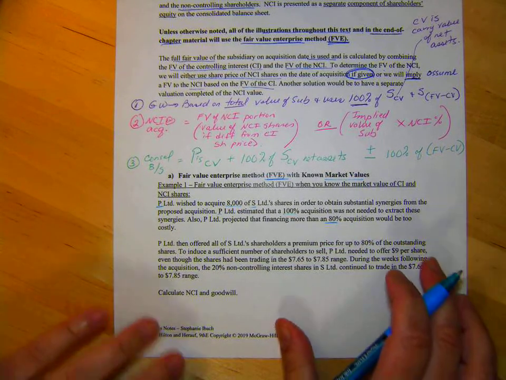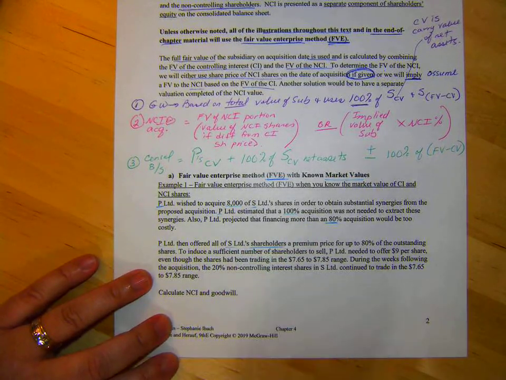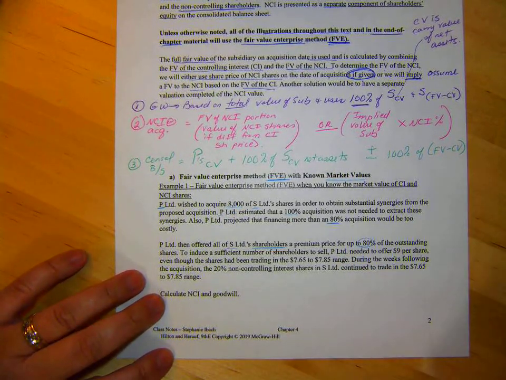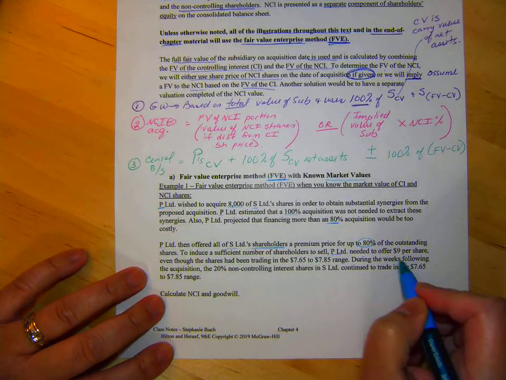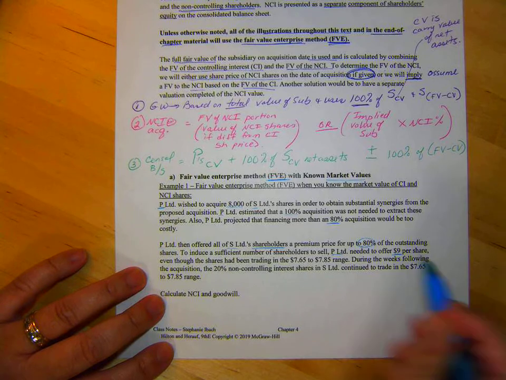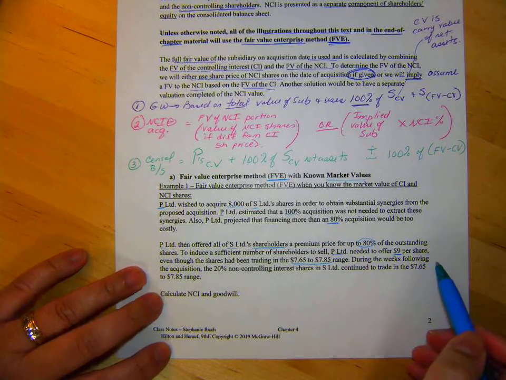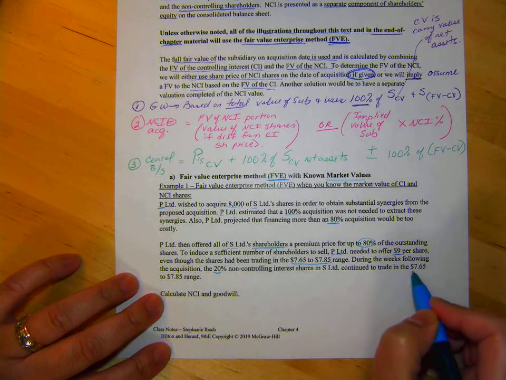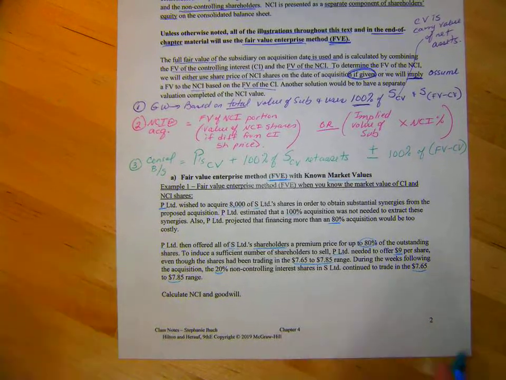So the parent then offered all of S's shareholders, remember you're buying the shares from the shareholders, a premium price for 80% of the outstanding shares. To induce a sufficient number of shareholders, the parent needed to offer $9 per share, even though the shares had been trading at $7.85. During the weeks that followed the acquisition, the 20% NCI shares continued to trade at the $7.65 to $7.85 range. So we want you to calculate NCI and goodwill.